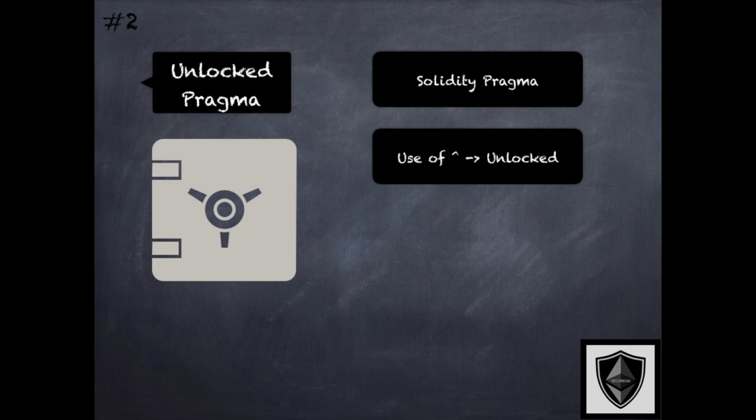And what this means is that the use of this caret symbol specifies that any compiler version, starting from the one specified in that Pragma directive, all the way to the end of that breaking version, can be used to compile the smart contract. As an example, if the Pragma directive is caret 0.8.0, it means that any compiler version from 0.8.0 all the way to the last version in the 0.8.z range can be used according to this Pragma for compiling the smart contract.